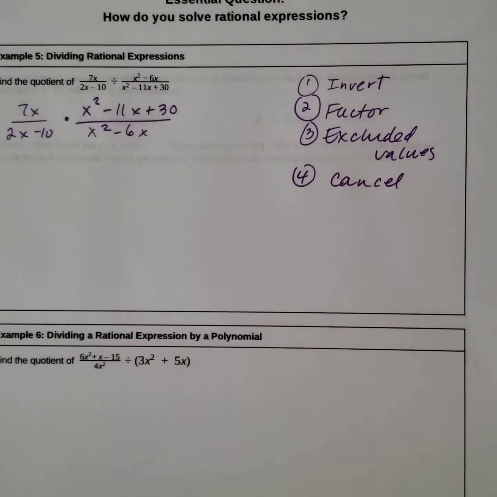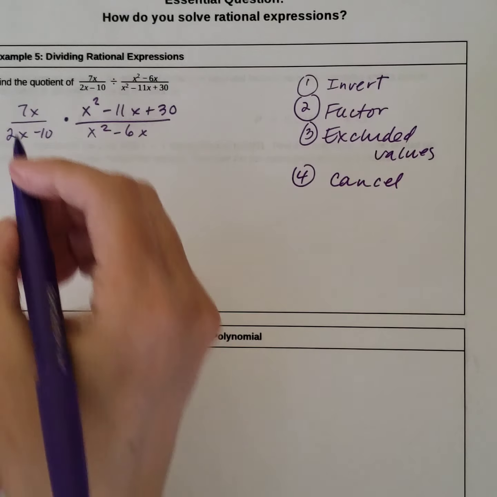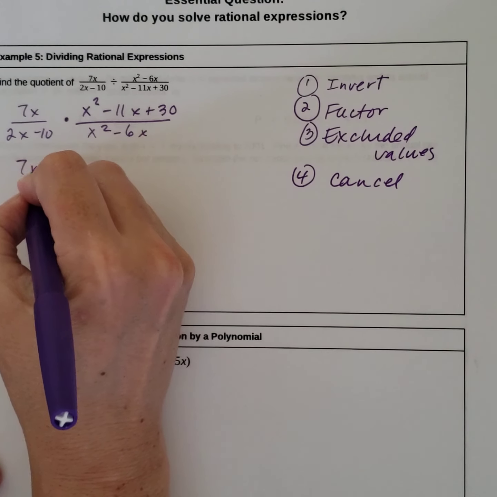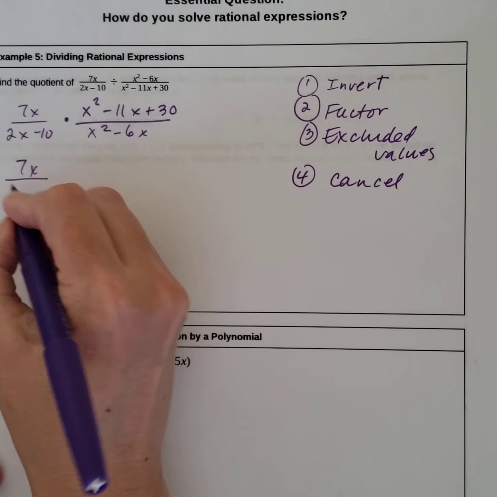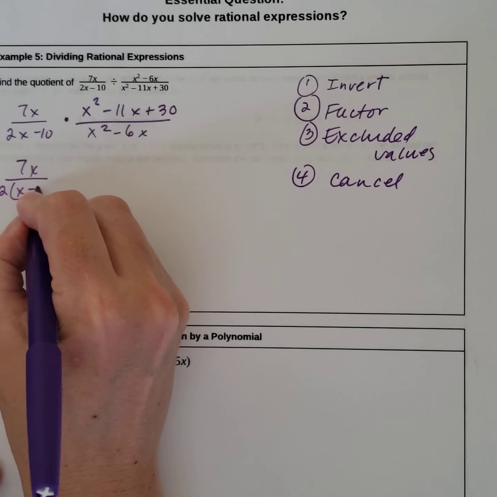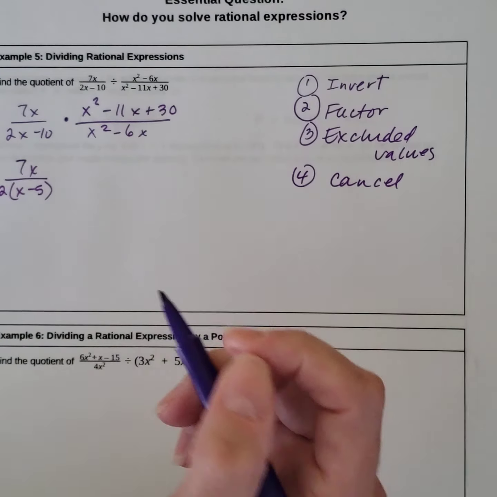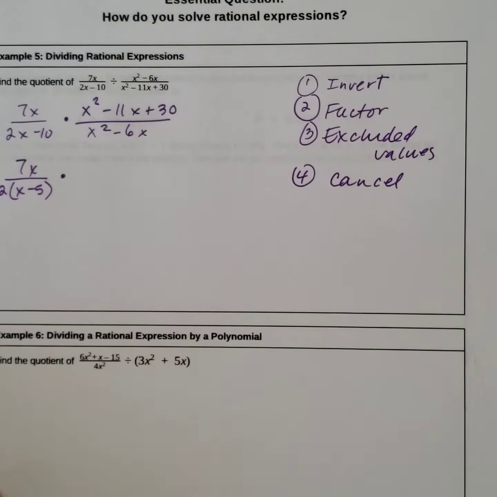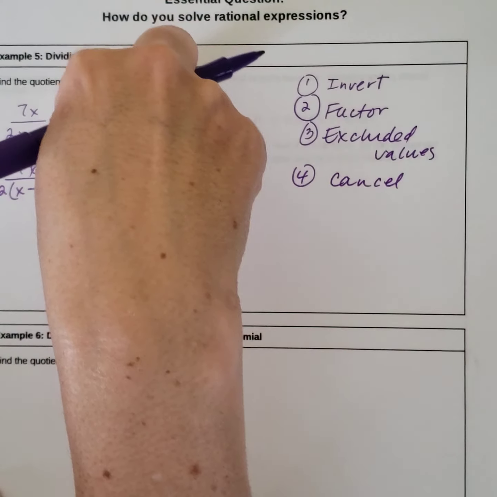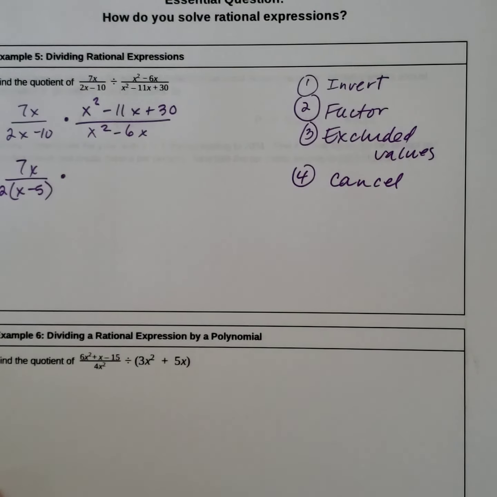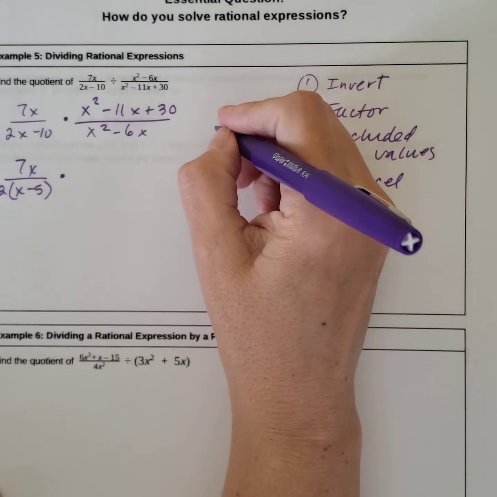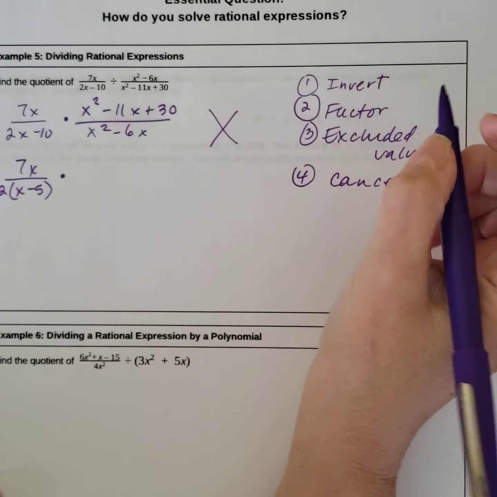So we have 7x over 2x minus 10. There's 7x we can't do anything about. It's 7 times x, but we can factor 2 out of the denominator. So this becomes 2 times x minus 5. Then we have x squared minus 11x plus 30. We have 3 terms. It's a trinomial, so we can set up our x.